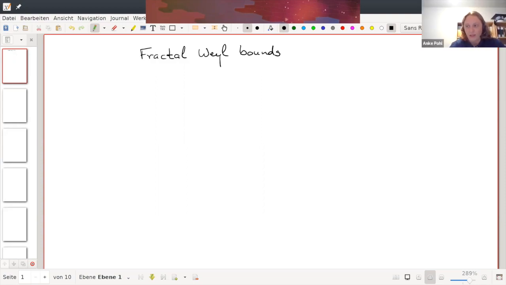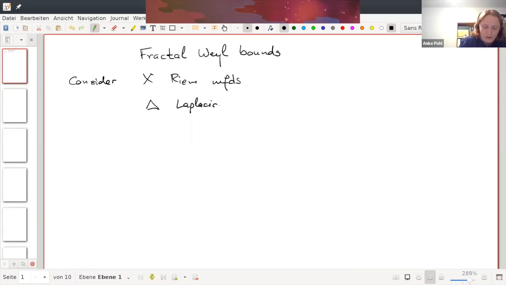By introducing what this is about. What we will do is consider a Riemannian manifold, let's say X. Soon it will be a very specific type of Riemannian manifold. We want to consider the Laplacian on these manifolds, and we want to study the distribution of resonances. It will become more clear what we talk about in a second.